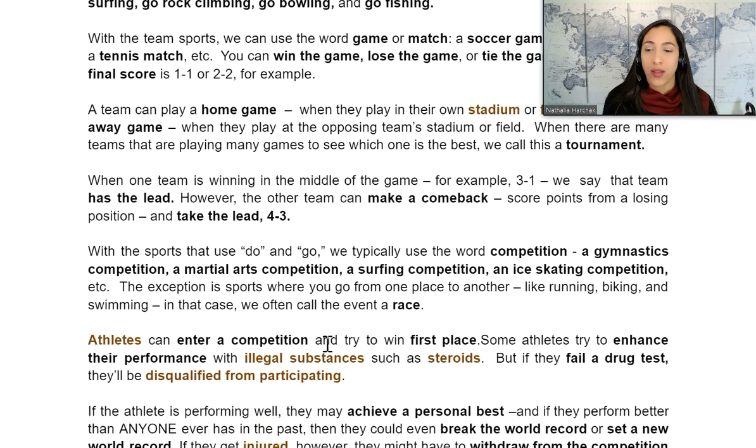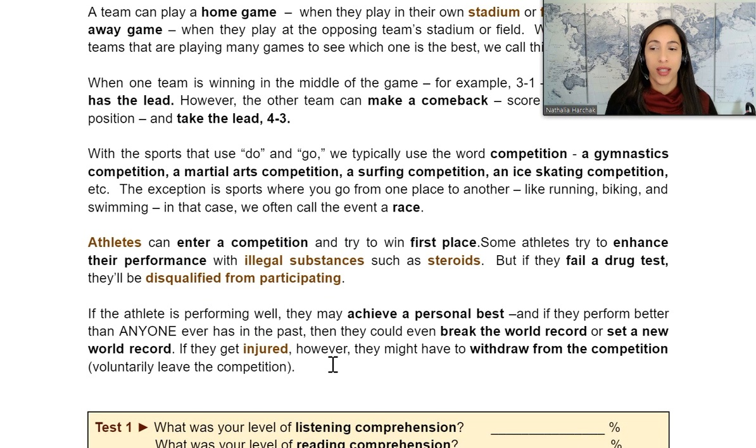With the sports that use do and go, we typically use the word competition. A gymnastics competition, a martial arts competition, a surfing competition, an ice skating competition, etc. The exception is sports where you go from one place to another, like running, biking, and swimming. In that case, we often call that event a race. Athletes can enter a competition and try to win first place.